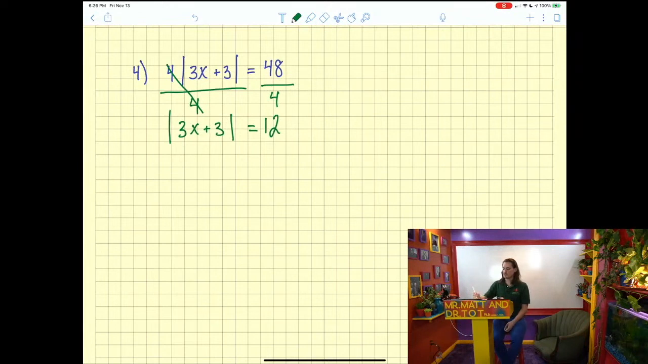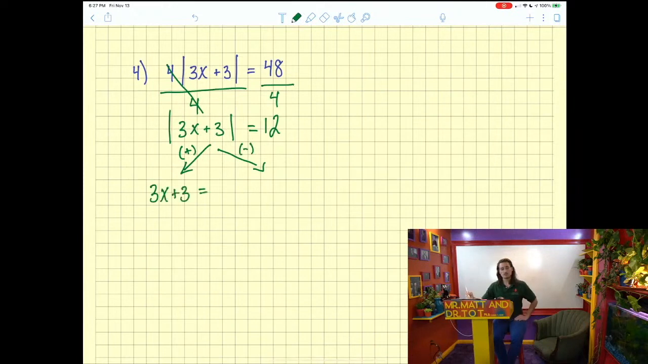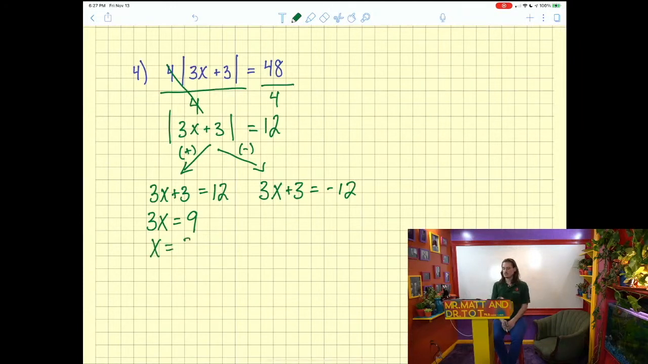Subtracting 3 on both sides, I'm going to have 3x is equal to 9. Dividing by 3, x is equal to positive 3. Or in the second equation, when I subtract 3, then I'm going to get 3x is equal to negative 12 minus 3 is a negative 15. And then dividing by 3, x is equal to negative 5. So x is either equal to positive 3 or negative 5.